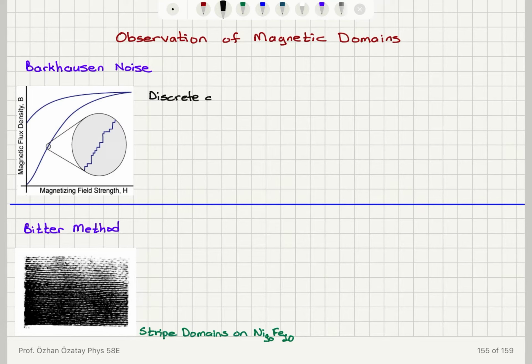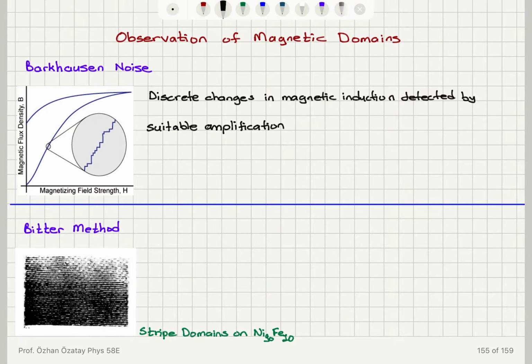So discrete changes in magnetic induction that is detected by suitable amplification of the B signal with a search coil. This is called Barkhausen noise.